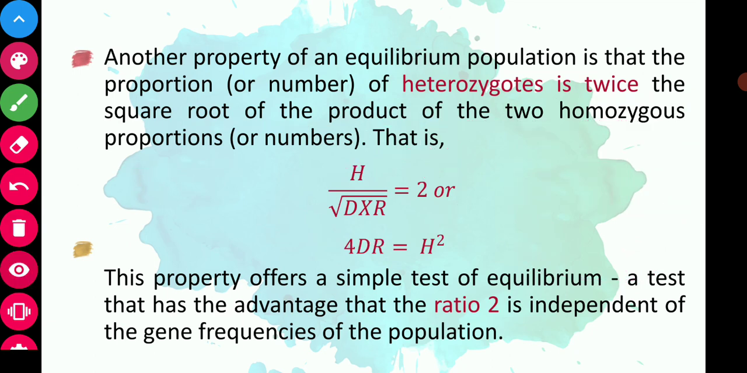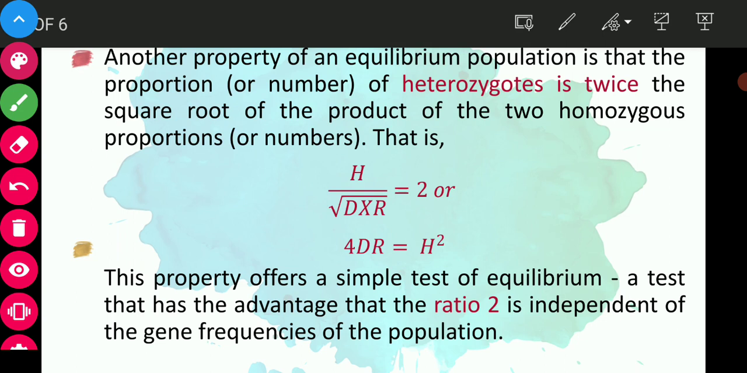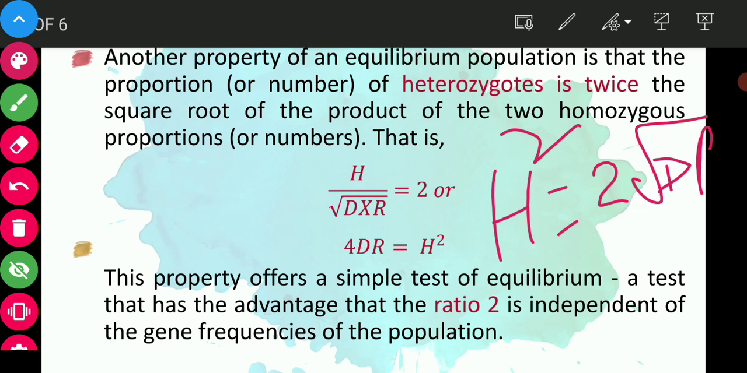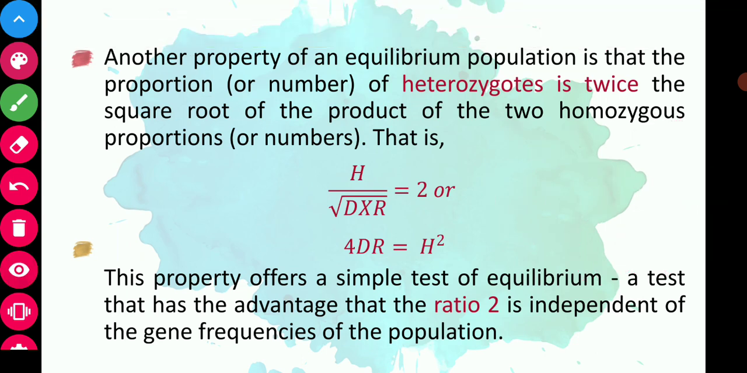I will show you clearly. If you are squaring H, then on the other side you also have to square 2 under root DR. If you square it, H square is equal to 4DR. So this is also called the equilibrium law.